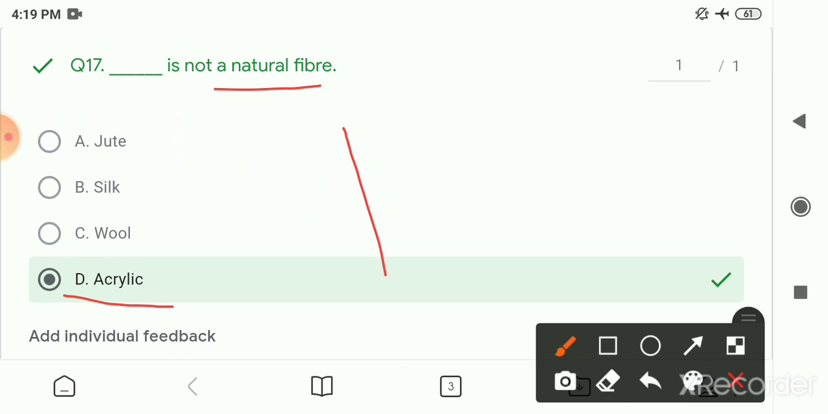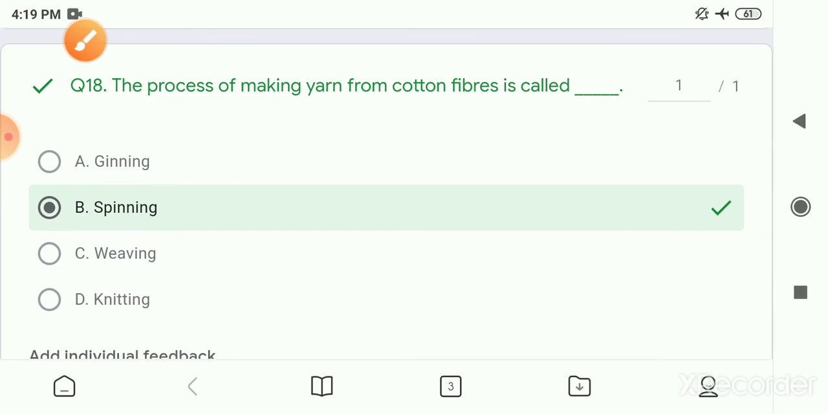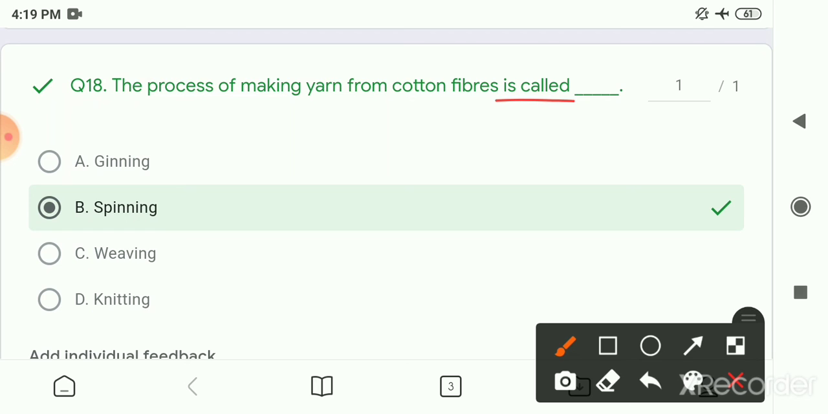Next is 18th number. The process of making yarn from cotton fibers is called blank. The options are ginning, spinning, weaving or knitting. So here your answer is option B, that is spinning. The process of making yarn or thread from the fibers is known as spinning.